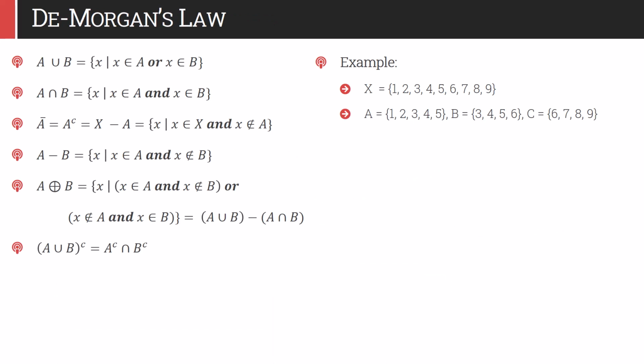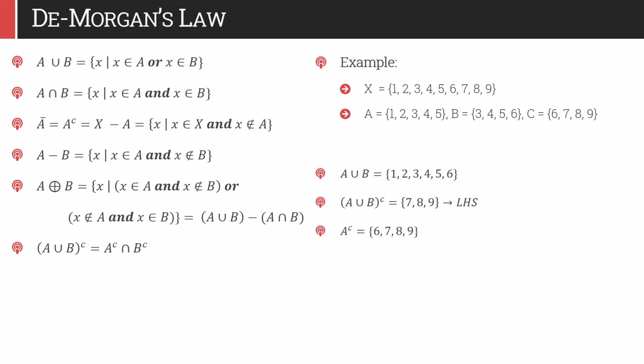A union B whole complement is given by A complement intersection B complement. So this is De Morgan's law. A union B is 1, 2, 3, 4, 5, 6 and the complement of that would be the remaining elements in X, that is 7, 8 and 9. So the left hand side we have computed.